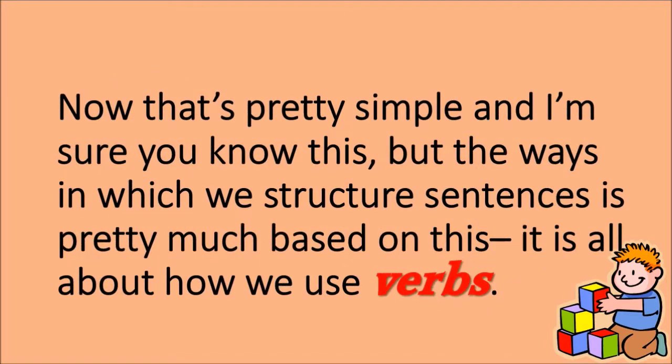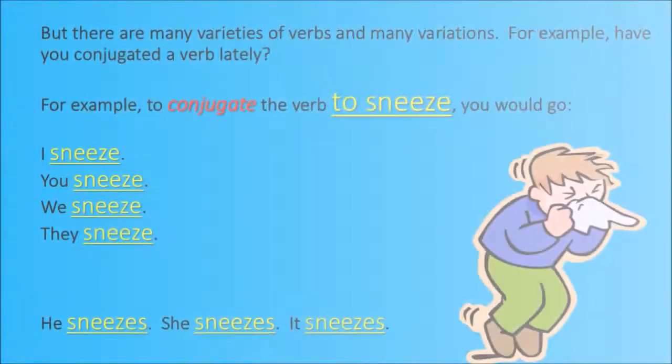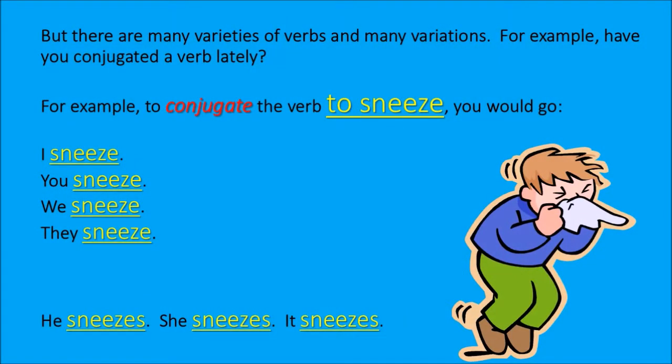Now that's pretty simple, and I'm sure you know this, but the ways in which we structure sentences is all pretty much based on this. It is all about how we use verbs. But there are many varieties of verbs and many variations. For example, have you conjugated a verb lately? Would you admit it in public if you did?